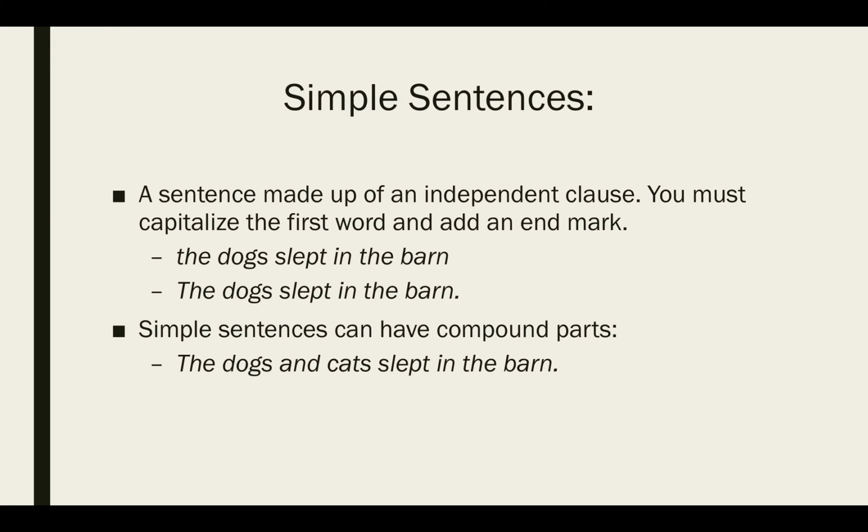We talked about three different kinds of sentences. The first kind were simple sentences. A simple sentence is made up of an independent clause. You must capitalize the first word and add an end mark. So the dog slept in the barn, with a capital letter and an end mark, becomes a simple sentence. Simple sentences can have compound parts. They can have compound subjects, compound verbs. They can also have compound adjectives, adverbs, things like that. That can be part of a simple sentence.